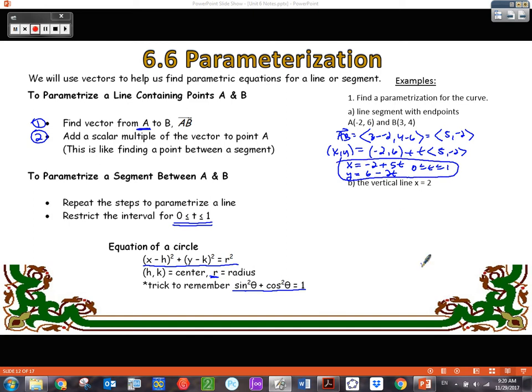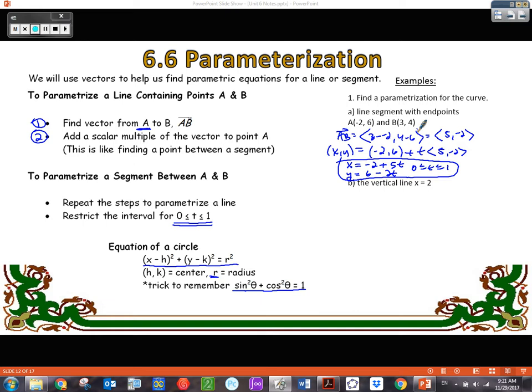So let's investigate why does that work. I need you to understand why it works. So I want the line segment to start at negative 2, 6 and end at 3, 4. I mean, that's what I want. So what happens if I put a 0 in here for time? If I put a 0 in here for time, what point do I have? Negative 2, 6. That's what I want, right? If I put a 1 in for t, what point do I have? I have that one, right?